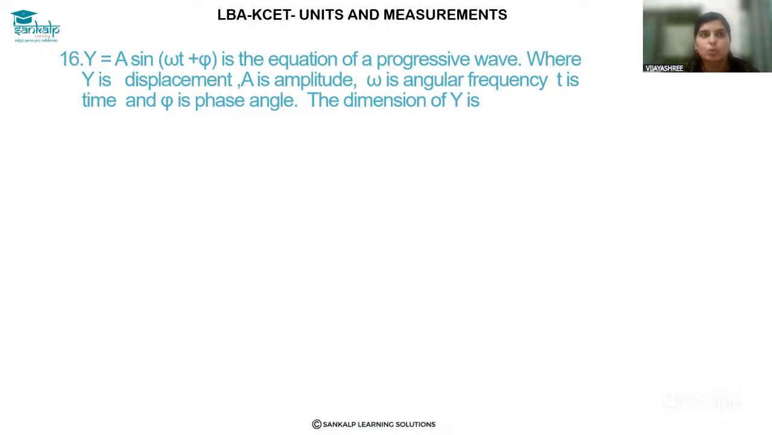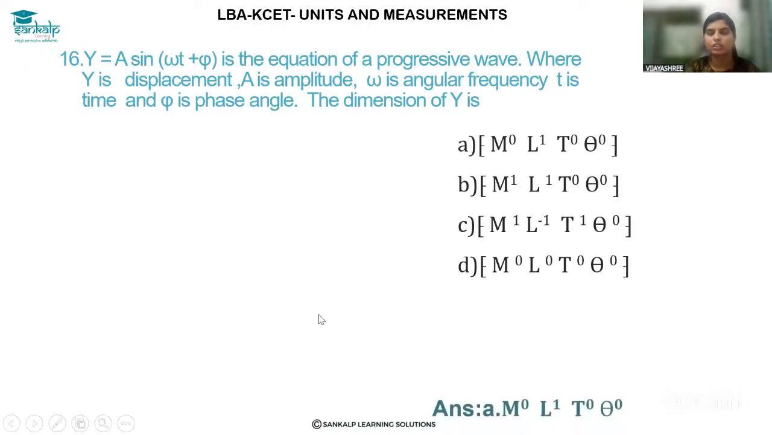Y is equal to A sine omega t plus phi is the equation of progressive wave where Y is the displacement, A is amplitude, omega is angular frequency, t is time and phi is phase angle. The dimension of Y is options. Four dimensional formulae are given. We need to identify the correct option.